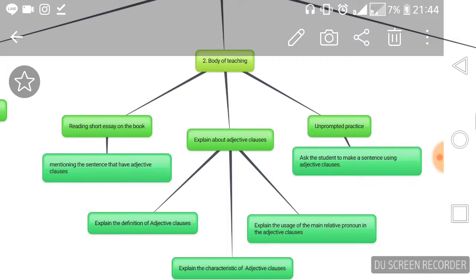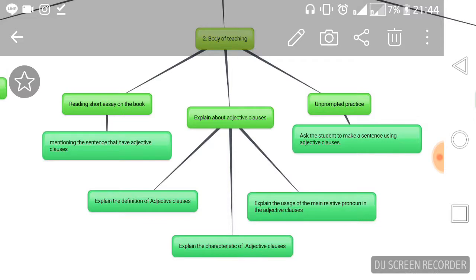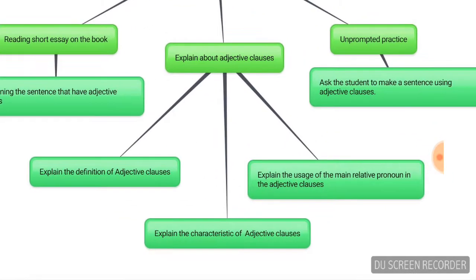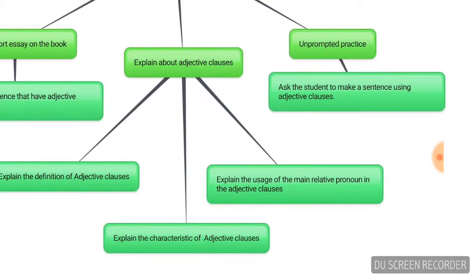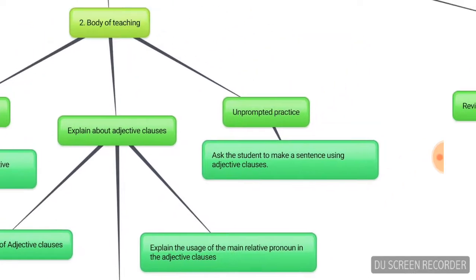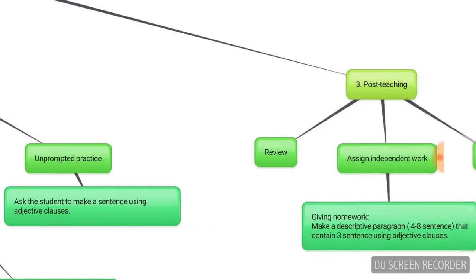Next is explaining adjective clauses. I will explain the definition of adjective clauses, then the characteristics of adjective clauses, and the last one is the usage of the main relative pronouns in adjective clauses. Then the third part is asking the students to make a sentence using adjective clauses. So after I explain about adjective clauses, I will ask you to make a sentence using adjective clauses.